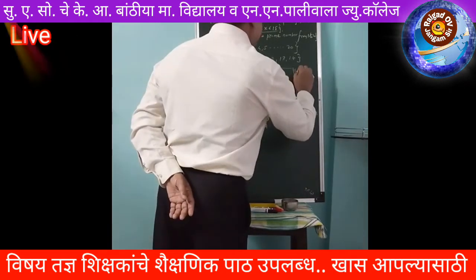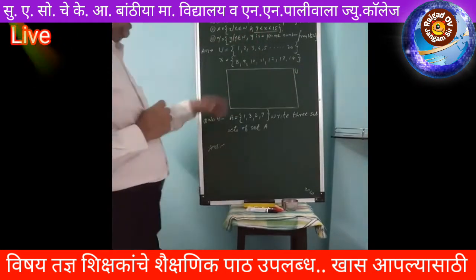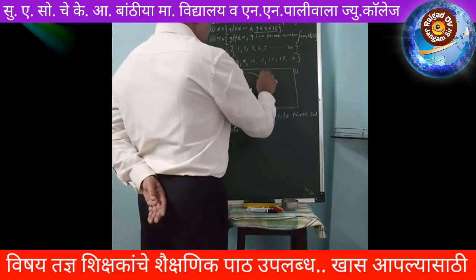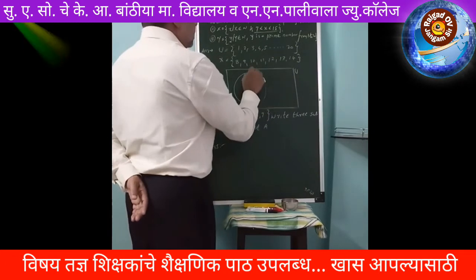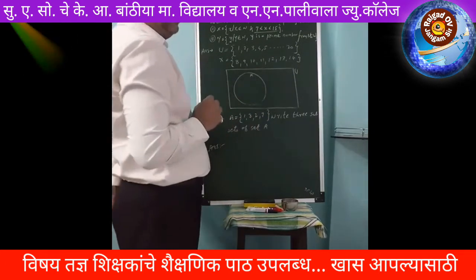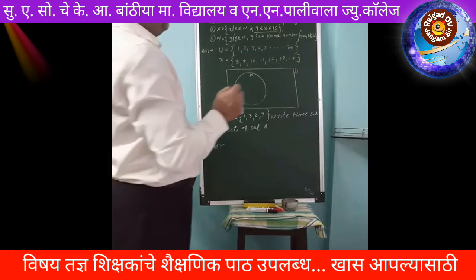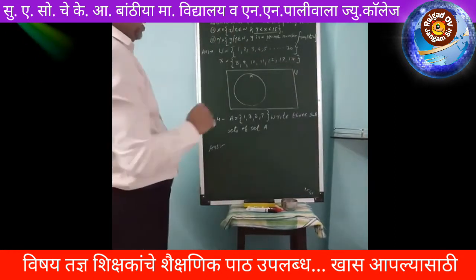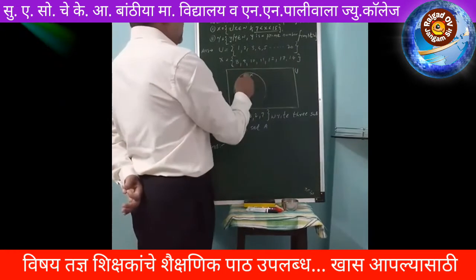This is the set U, and you write here the elements of set X. This is set X. We can use these Venn diagrams for showing the given sets. So how many elements are there in set X?